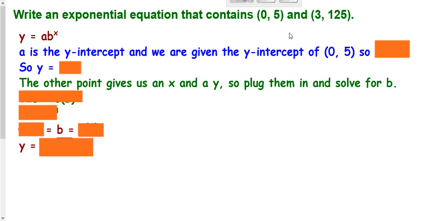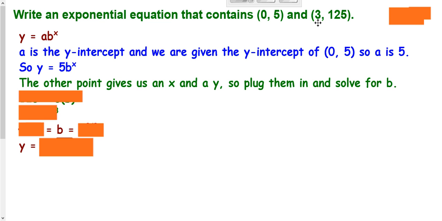Now, sometimes you're going to be given 2 points, and you need to find the exponential curve that goes through those 2 points. Remember, when our x was 0, that tells us our y-intercept. And our y-intercept is 5, and that always tells us what our a value is. So we can say y is equal to 5 times our unknown b value raised to the x. Now, all we have to do is take our other point and plug it in.